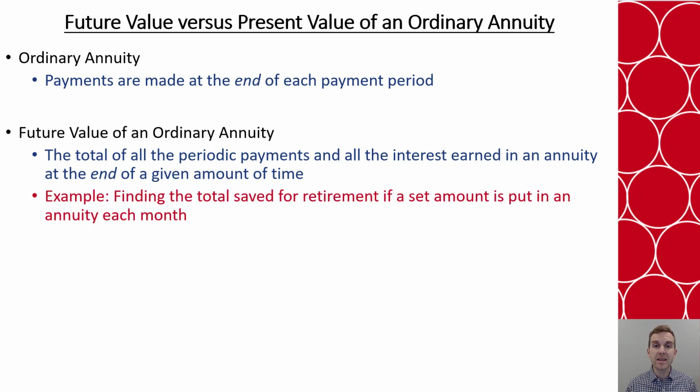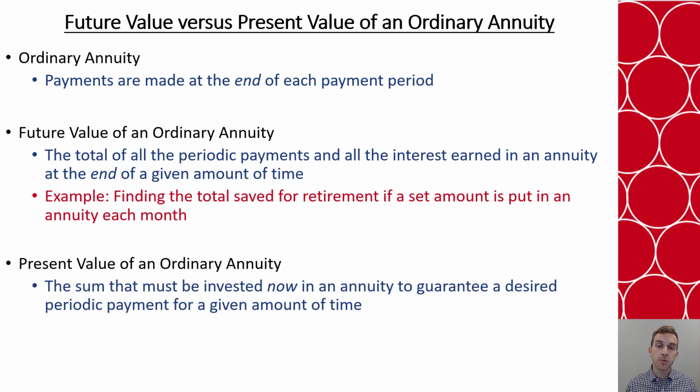This is like paying into your retirement, into your 401k. We're going to look and say the future value is what will be in that 401k the day that you actually retire. In contrast, the present value is the sum that must be invested now in the annuity to guarantee some desired periodic payment for a given amount of time.